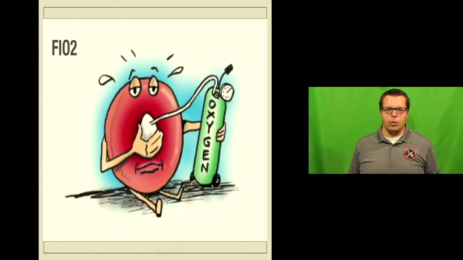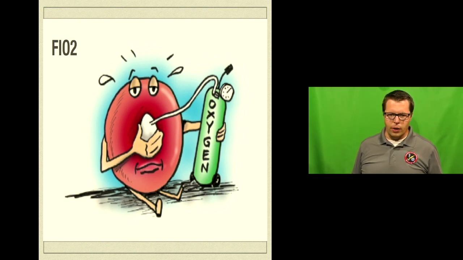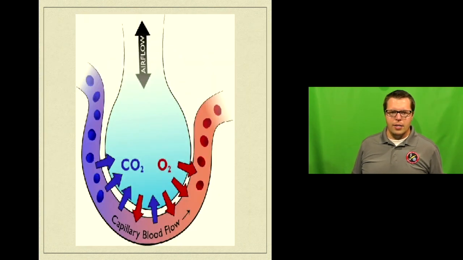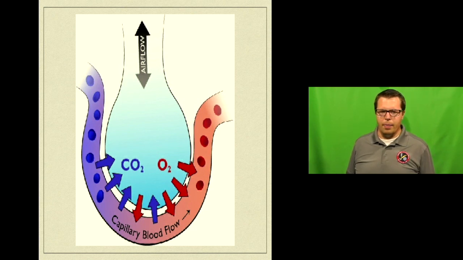Let's talk about FiO2, the fraction of inspired oxygen. What percentage of oxygen are you actually getting with each breath? So as you kind of know, this is an alveolus. You've got a little capillary that runs around it, and air goes into the center. Oxygen diffuses into the blood cells and sticks to your hemoglobin. CO2 diffuses out of the bloodstream and goes back out into the atmosphere when you breathe out again.